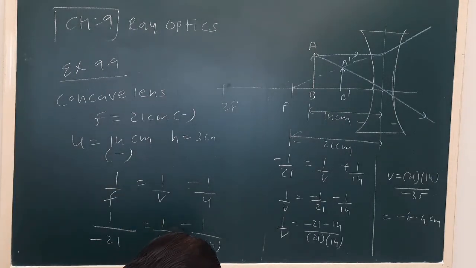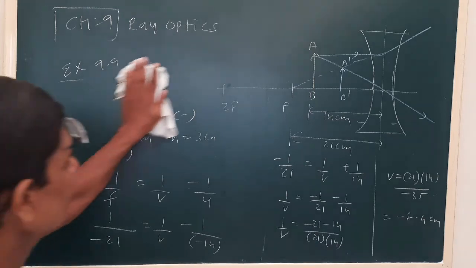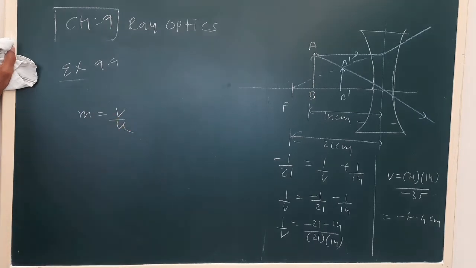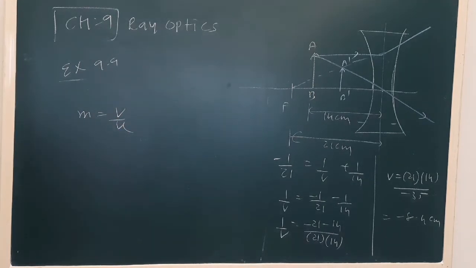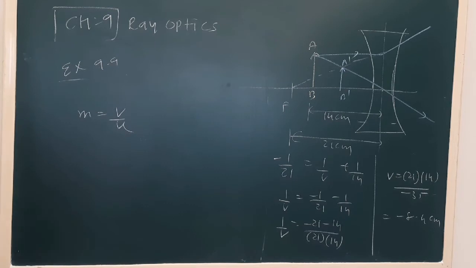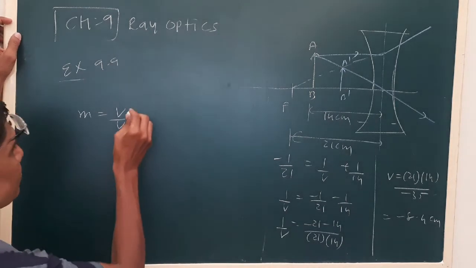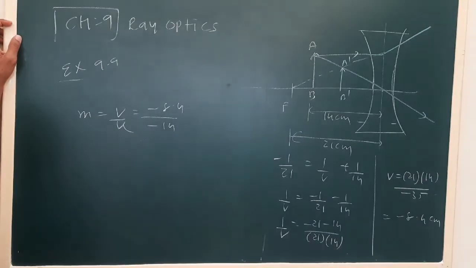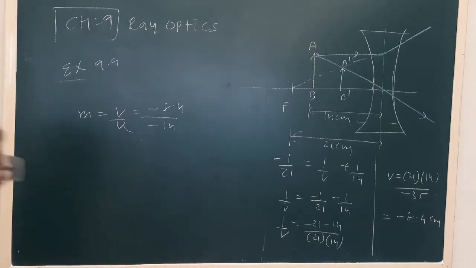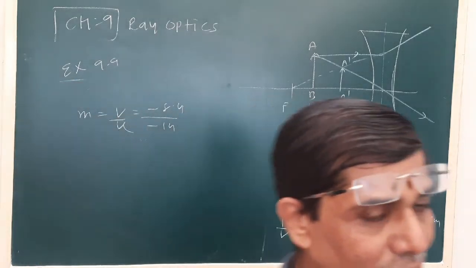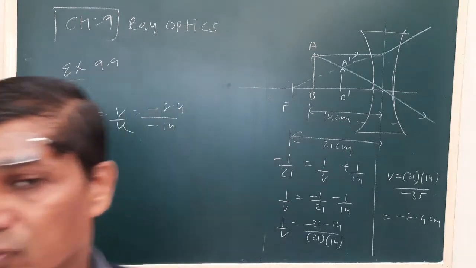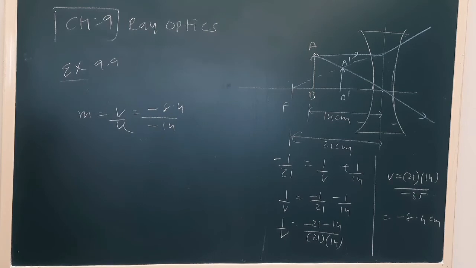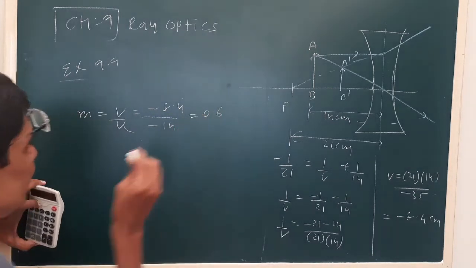Now see, magnification and height of the image. Magnification M for a lens is V by U. For a mirror it is minus V by U, whereas for the lens it is V by U. Now V is 8.4, U was minus 14. The image is smaller. We know for a concave lens the magnification is always less than 1, because it always forms an image smaller than the object. 8.4 divided by 14 is 0.6. We can see that it is less than 1.